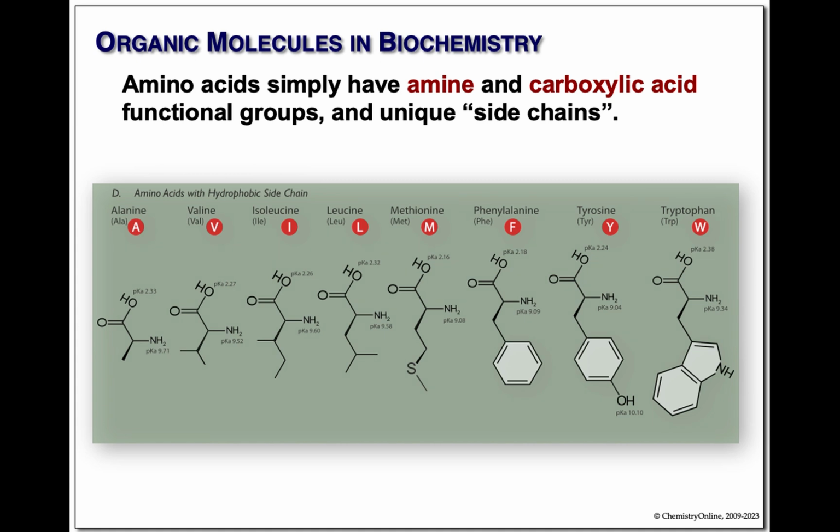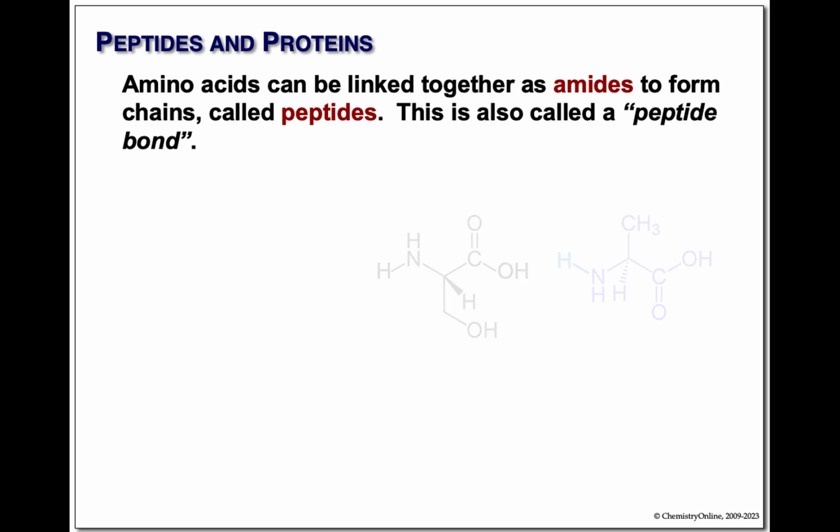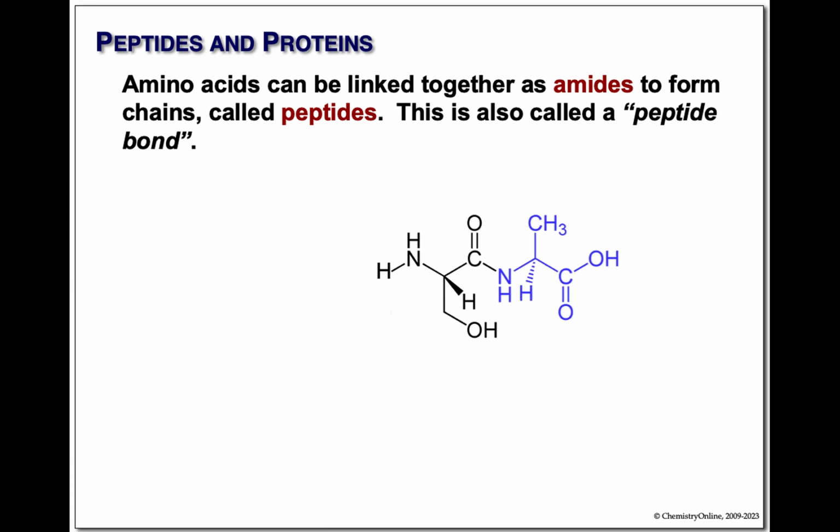Now, the thing that amino acids do in your body is they will link to each other. This is going to involve the amino group of 1 attacking this carbonyl. When we do that, we're going to lose water. And we make a bond. This is an amide.